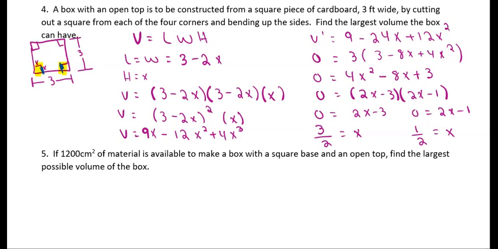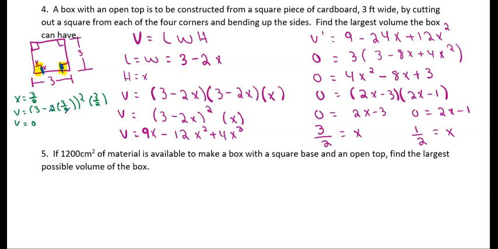So let's check our 3/2 first. So if x is 3/2, what's our volume? Well, if x is 3/2, let's put it back in this one. Then that means our volume would be 3 minus 2 times 3/2 squared times 3/2. Well, let's see what we have here. This 2 and this 2 will cancel. 3 minus 3 goes to 0. 0 squared is 0, so the volume is 0. So that's not a whole lot of volume.